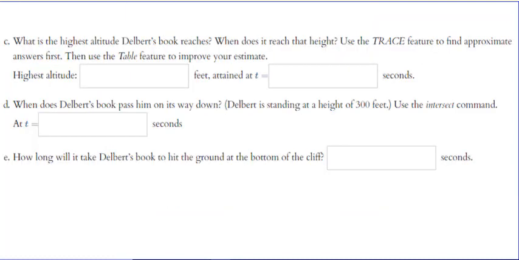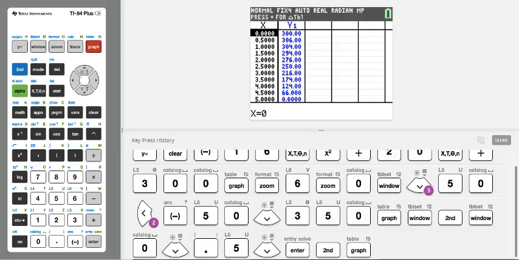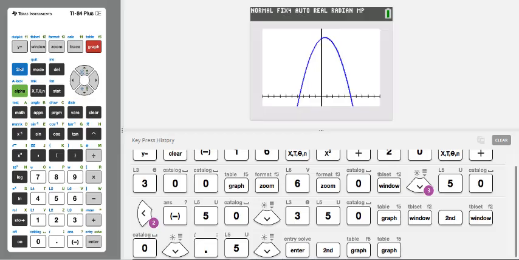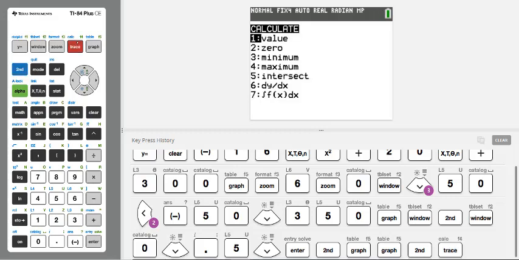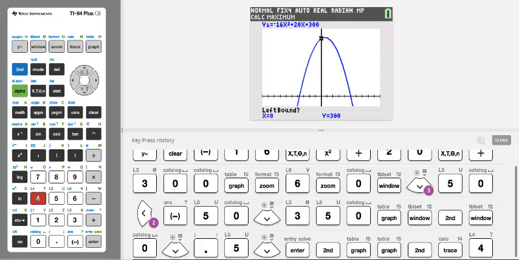Now, what is the highest altitude Dilbert's book reaches, and when does it reach it? We're not going to use the trace feature to find an approximation. We're going to go back to graph and use second trace, which is calc. What we're going to do is a maximum because the quadratic is opening downward. It produces what I call a mountain, and you have a maximum up on the mountain.